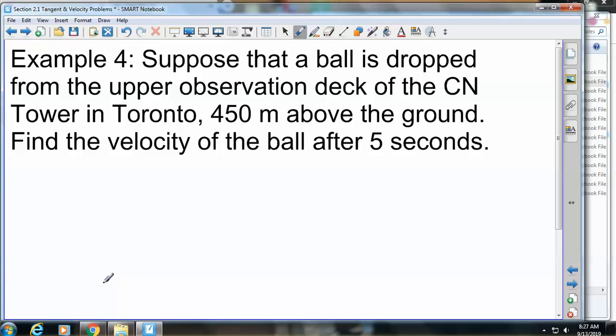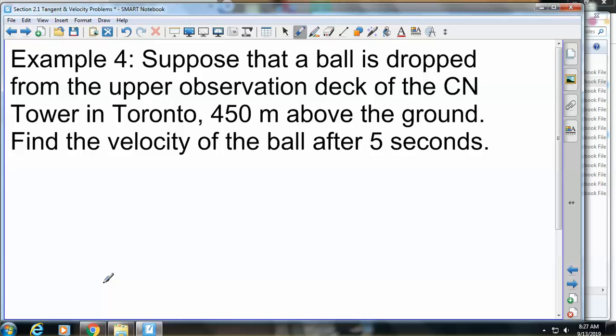Velocity is what? Velocity, what does that mean? It's just like speed with direction to it. It can be positive or negative. In this one, our ball is falling. We are trying to basically find how fast the ball is going. That's all we're looking at here.